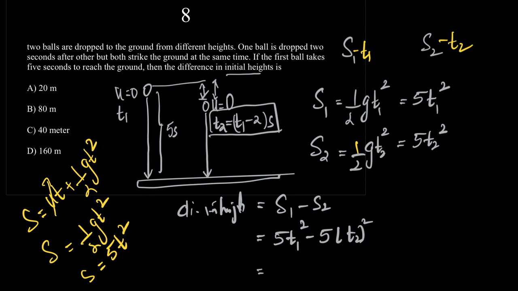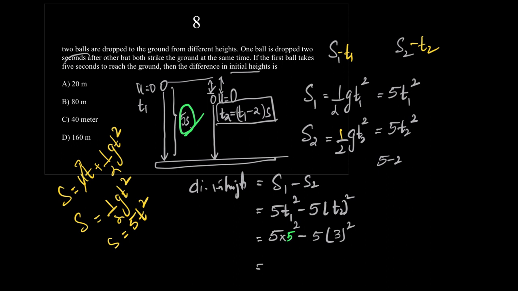Now, what is t1? It is given in the question that the body took 5 seconds to come here. So it would be 5 into 5 square minus 5 into, the other body was released 2 seconds after, so it should be 5 minus 2, 5 into 3 square. I'll take 5 common, so 5 into 5 square minus 3 square. 25 minus 9 is 5 into 16, so 5 into 16 is 80. Therefore, the difference is 80 meter.